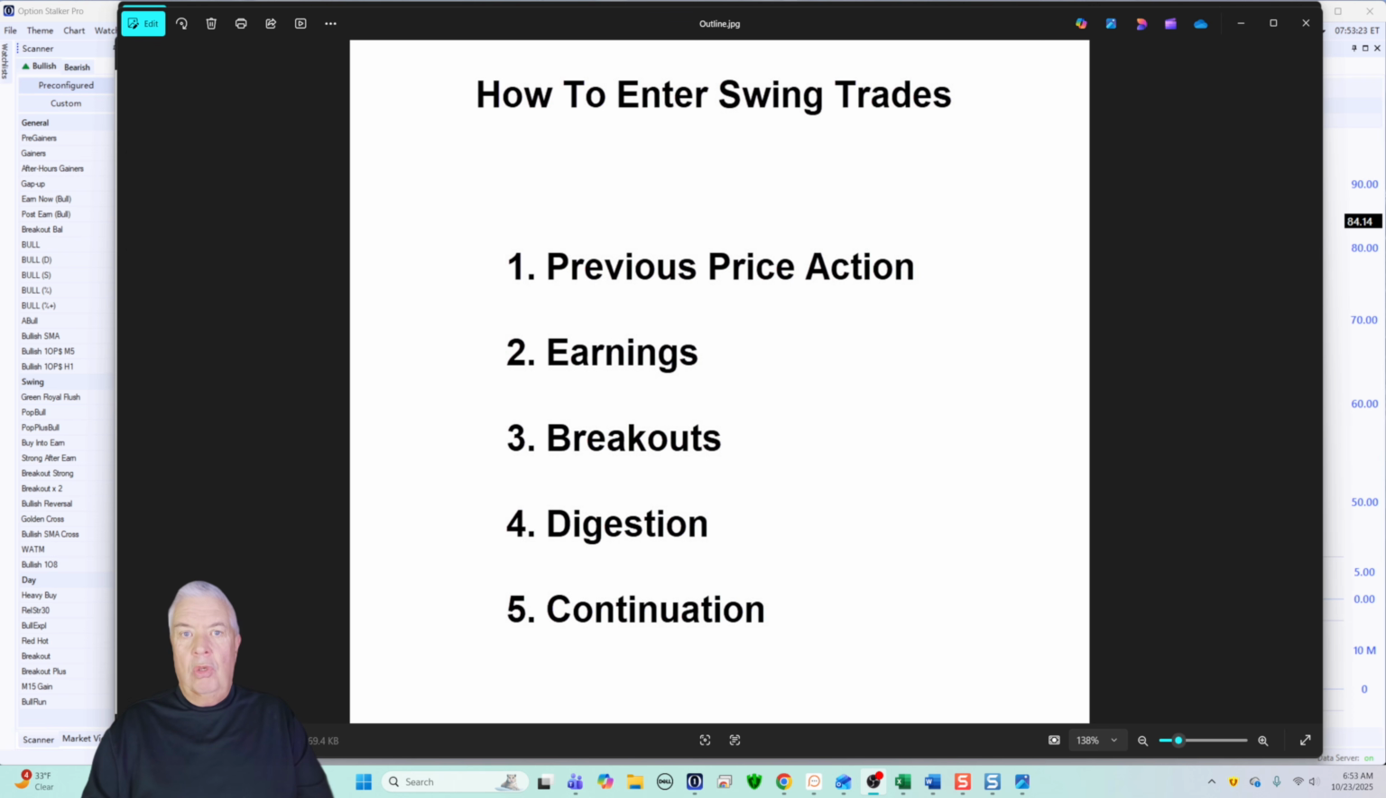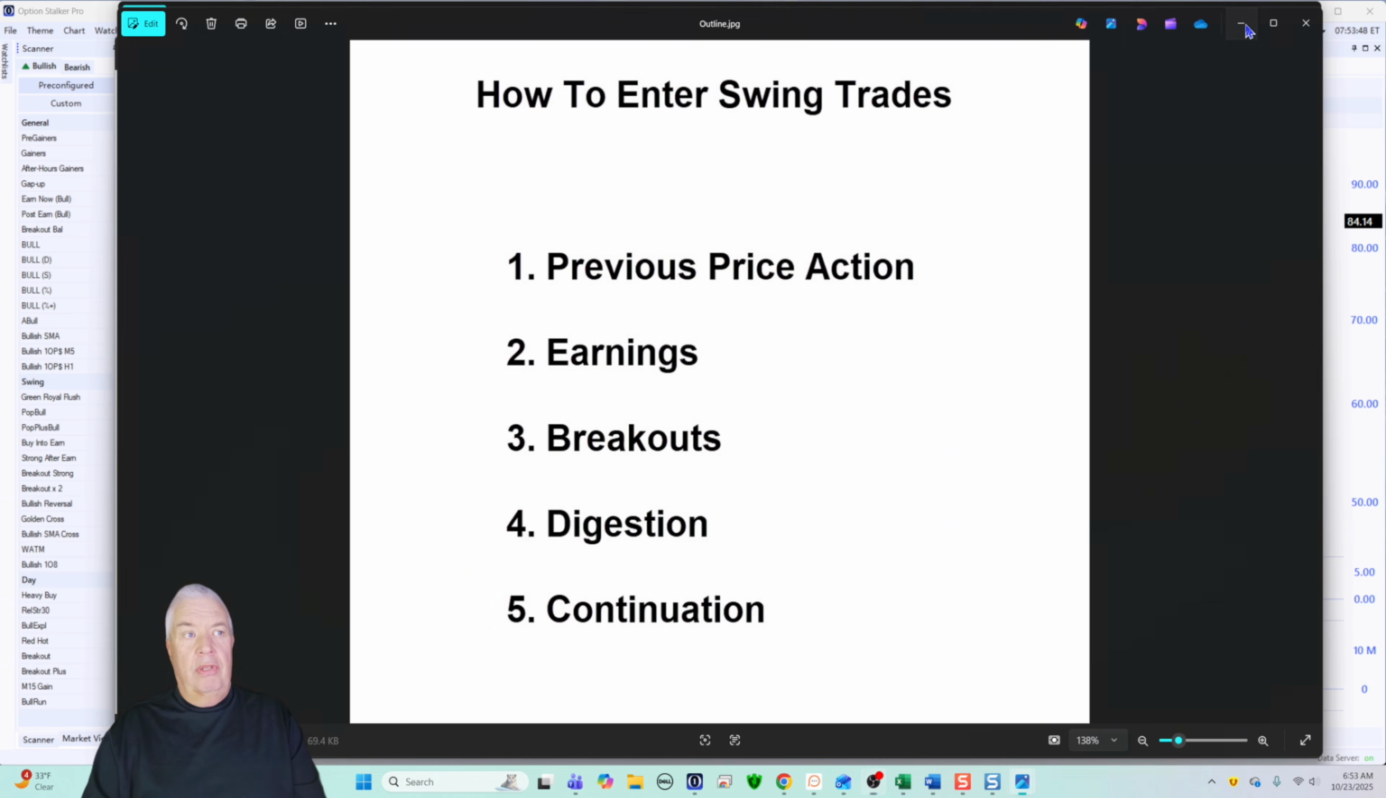And then finally, we're going to be looking for continuation. Once we have that continuation, we know that buyers are in control and that stock has a very good likelihood of grinding higher. And that's where our opportunity to add is going to come into play, and our ability to build a really nice position. Those are the different components that we're going to be looking at.